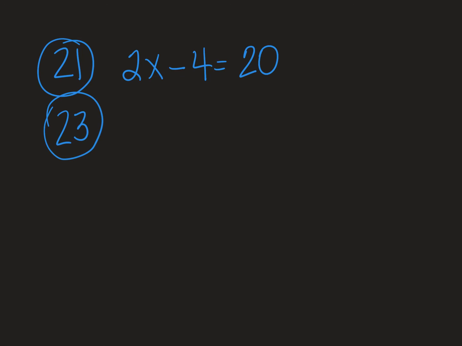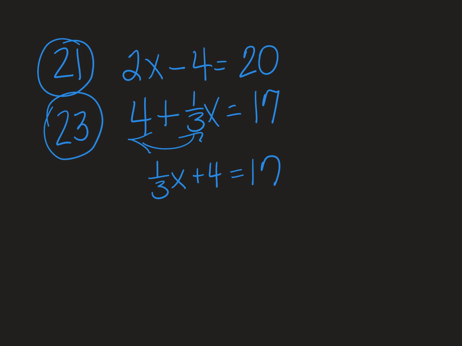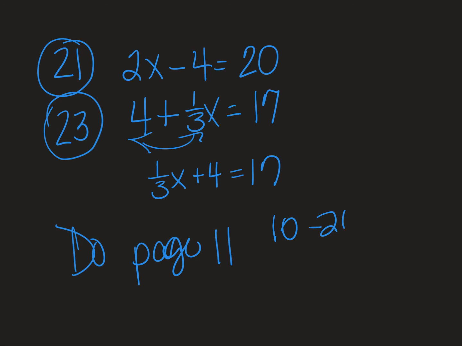4 more than 1/3 of a number is 17. You would think it would be 4 plus 1/3 x equals 17. But you have the key words or clue words, so you've got to change your order. 1/3 x plus 4 equals 17. So you are going to do page 11. You're going to do 10 through 26 even. Let me know if you have any questions.